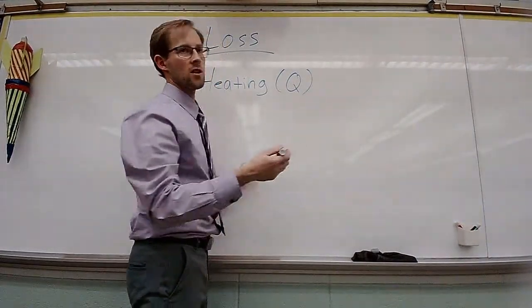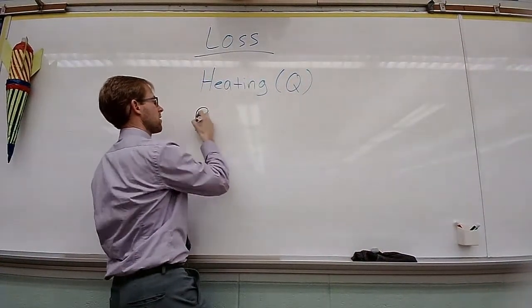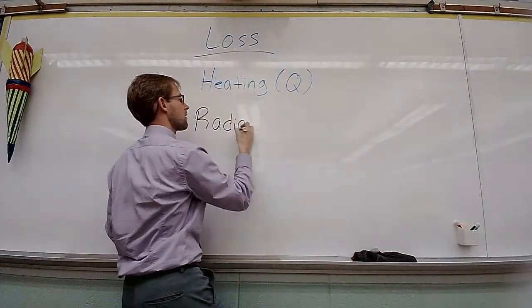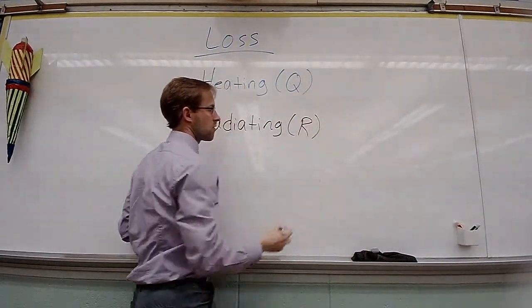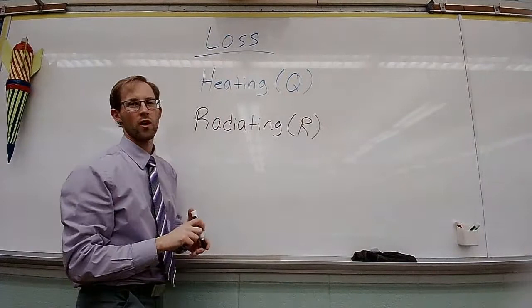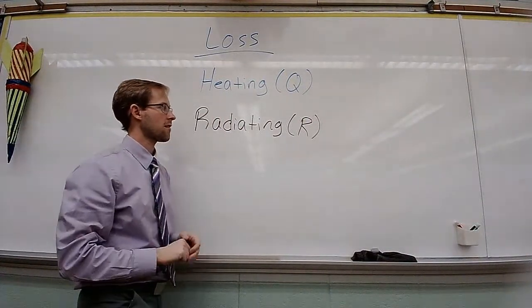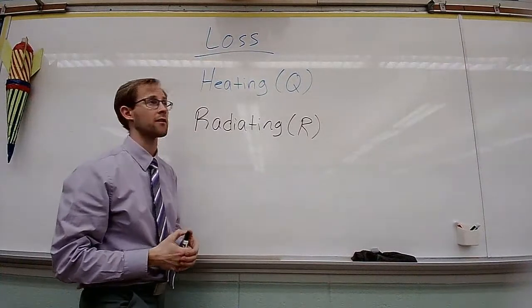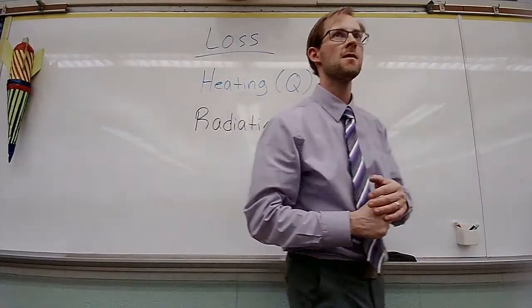So the other way that you can lose energy is through something known as radiation. That's abbreviated with the letter R. It's pretty rare that you're going to see an example of this in your homework. Basically, you'd have to have something lighting up or starting on fire. Generally, you don't see that kind of behavior in a system.